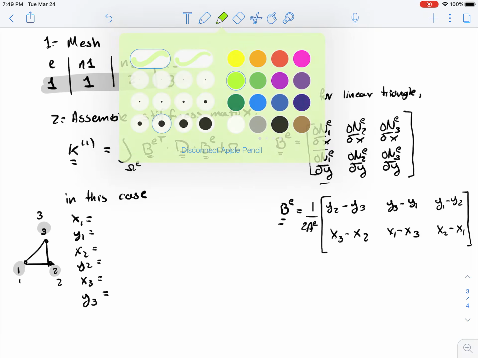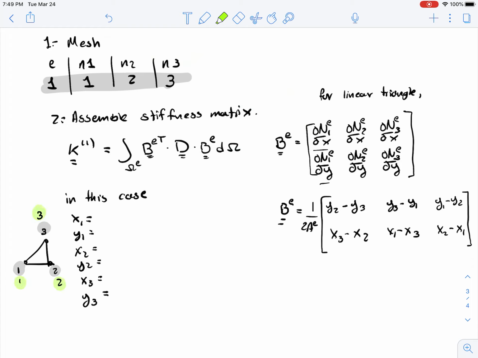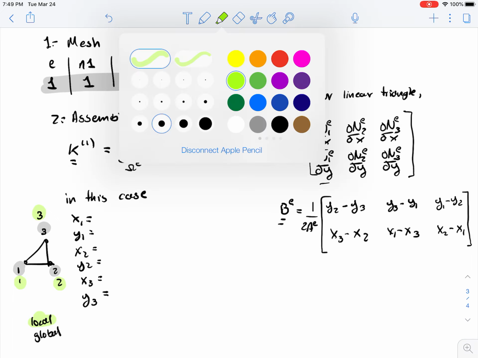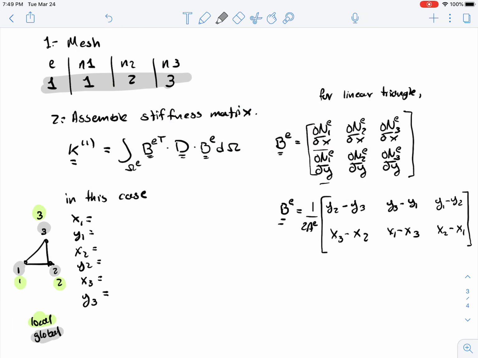So I'm just going to put a different color, but in this case they are the same. So local, global. The global numbers are given by the mesh definition, and the local node numbers are always 1, 2, 3. In this case, they are the same. So x1, y1 will be 0, 0, x2, y2 will be 0.5, 0, and then 0.5, 0.5.